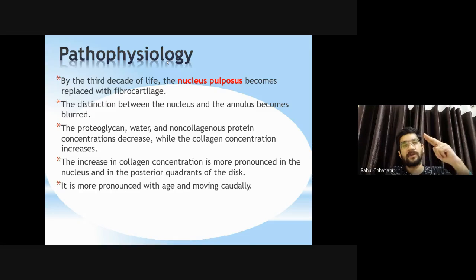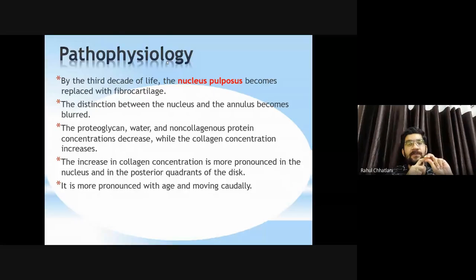The pressure exerted by the upper vertebra and lower vertebra, only the nucleus pulposus can sustain. But if it keeps converting to fibrocartilage, then slowly and steadily the pressure will become such that the IV disc starts decreasing in size. The distinction between the nucleus and annulus becomes blurred. The proteoglycans, water, and non-collagenous protein concentration decreases while the collagen concentration increases.